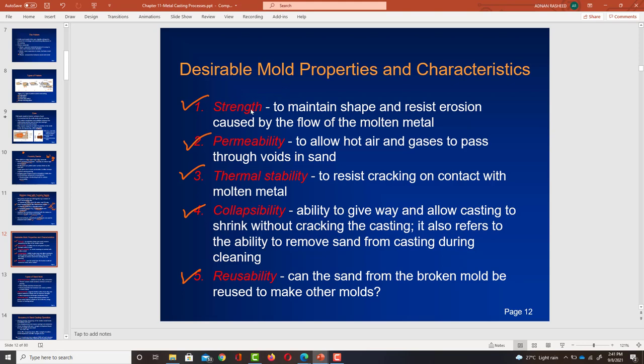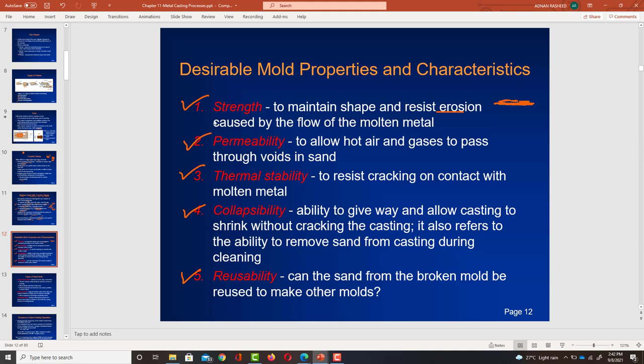So our mold must have sufficient strength in order to maintain shape and resist erosion caused by the flow of molten metal. The mold must have certain strength in order to maintain its shape due to the thermal stresses or due to pouring temperature. Okay? So when you pour molten metal into it, it must sustain the pouring temperature and the thermal stresses that are generated inside the mold cavity. Also, if the strength is good, it will resist erosion, because when molten metal flows over the surface, if the strength is high, its surface will not be affected and will not erode.